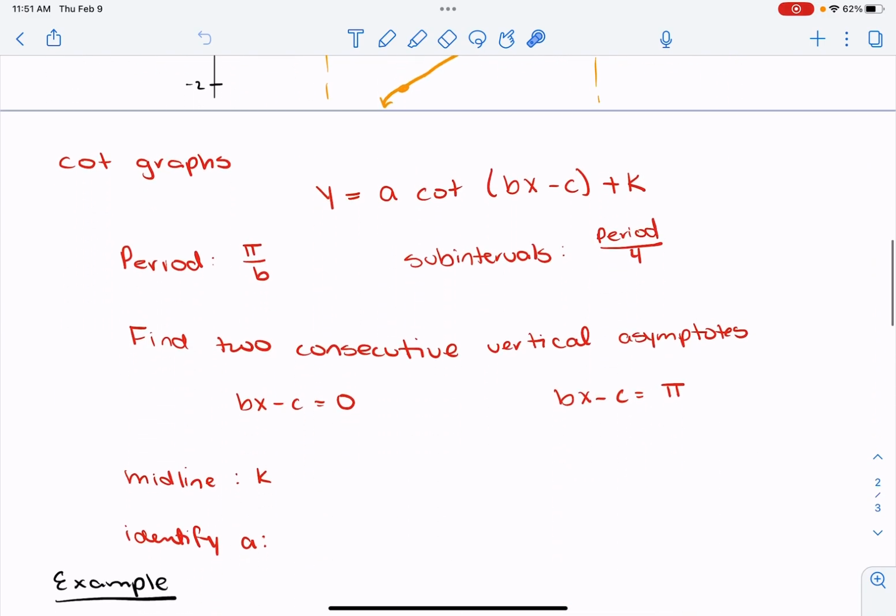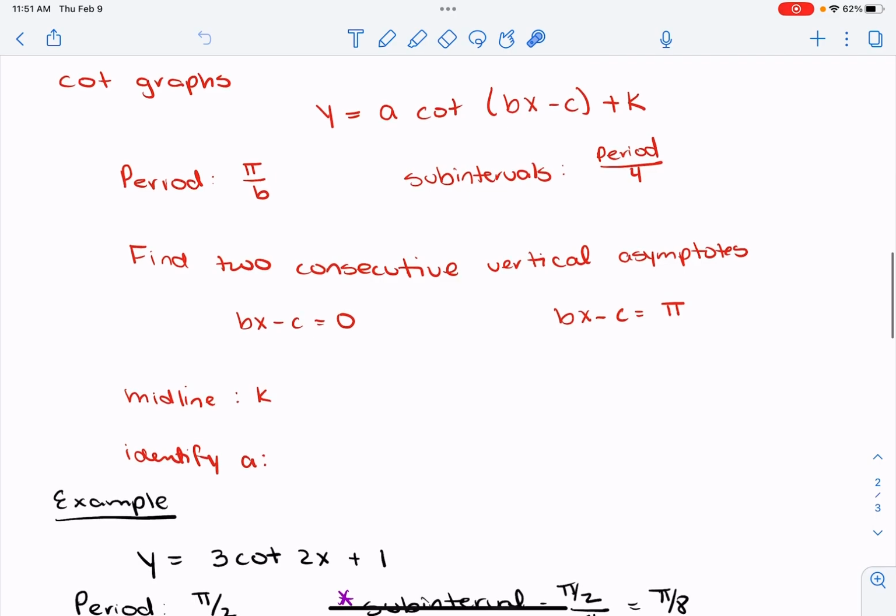Now, the cotangent function is very similar. The only thing that's going to be different is finding your consecutive vertical asymptotes. So we're still going to find our period as pi over b, because the period for the parent function for tangent and cotangent is pi. Our subinterval is the period divided by 4. But this time, to find the two consecutive vertical asymptotes, remember that in the parent function, cotangent of 0 and cotangent of pi are undefined, because that's our x over our y value, and our y value would be 0, so that's why it's undefined.